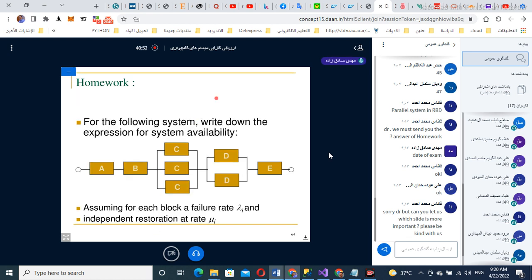Homework. For the following system, write down the expression for system availability. You can see here we have a series system of 5 blocks, but some blocks are in parallel, for example block 3 and block 4. Assume for each block a failure rate lambda and independent restoration at rate mu i.